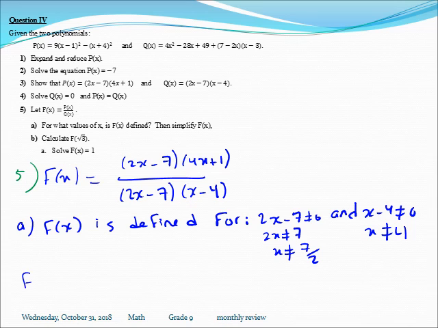Then simplify f of x. F of x equals, simplifying 2x minus 7 with 2x minus 7, 4x plus 1 over x minus 4.